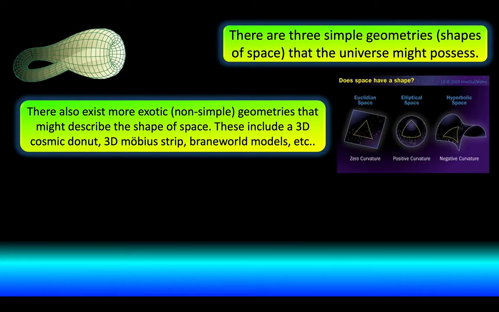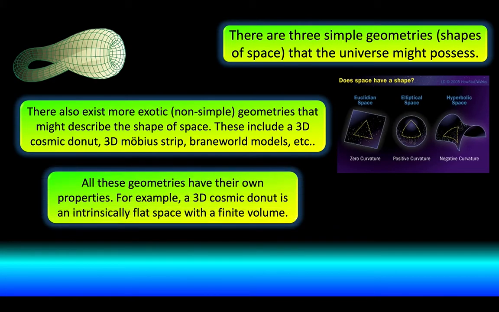It's possible, in addition to these three simple geometries, that the universe possesses some other shape to it. So there do exist more exotic geometries like a 3D cosmic donut or some type of Mobius strip or other brane world models. All of these geometries have their own interesting properties.